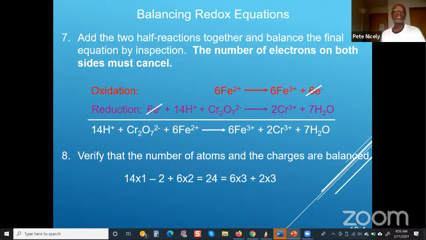So this is something that you should just do to make sure that you're sure of your final answer, all right? Any questions about this? Any questions about how we go about balancing redox equations?